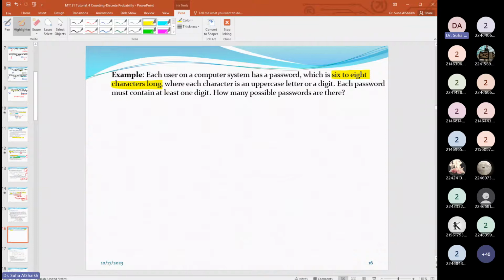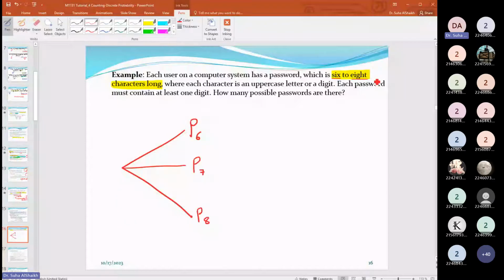Okay? So what am I talking about here? The password I have is either of length 6, or the length of the password will be 7, or the length of the password will be 8. This is what they say. They tell me that every user will have a password, and the password is from 6 to 8 characters long. So the password is either of length 6, or 7, or of length 8.